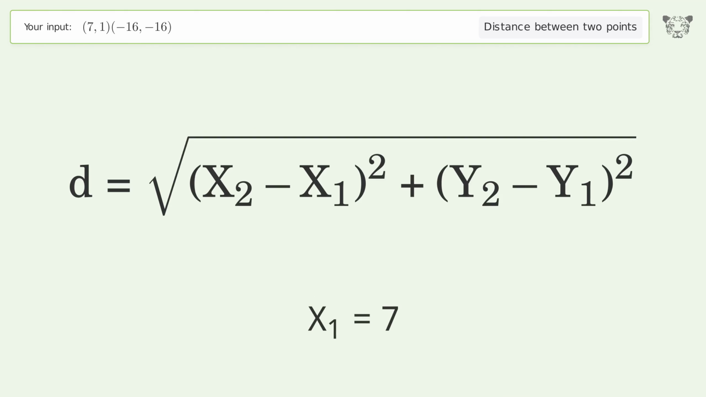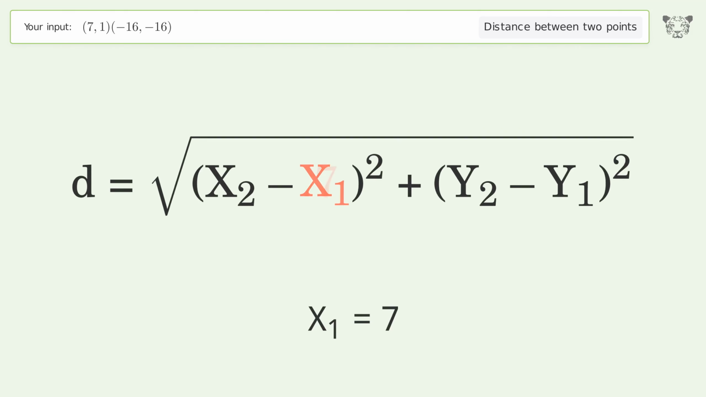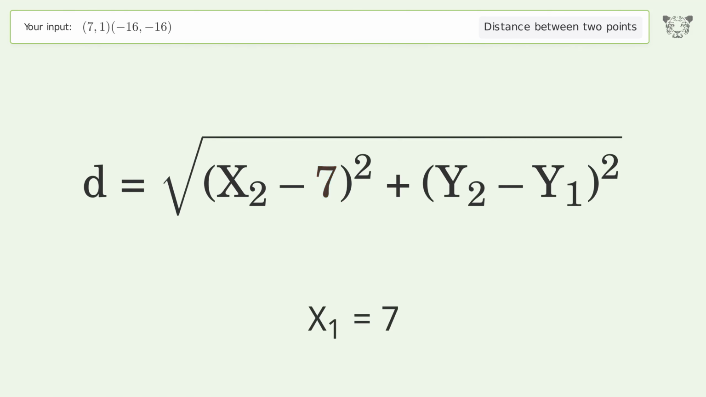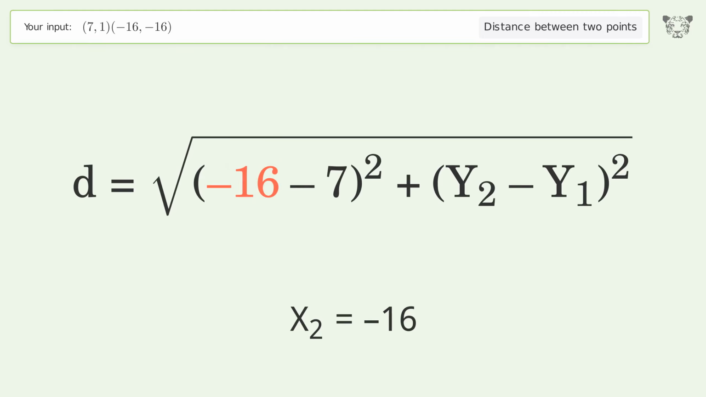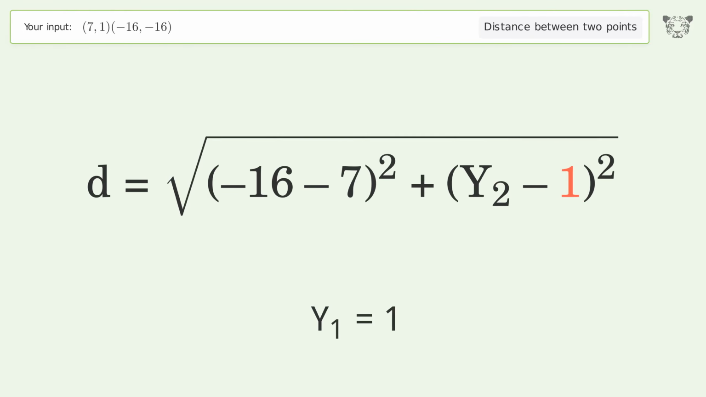x1 equals 7. x2 equals negative 16. y1 equals 1. y2 equals negative 16.